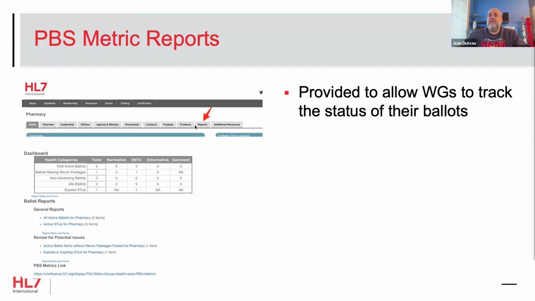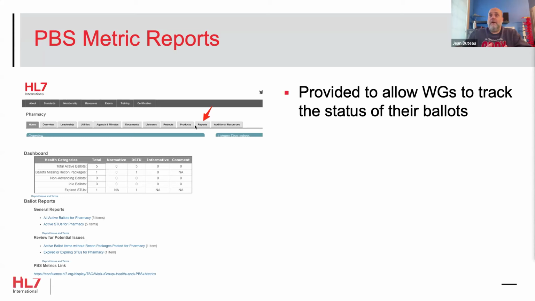Not advancing ballots: you've balloted something and then it just isn't published. So what's going on? You've resolved all your comments, but it hasn't moved forward, hasn't been published. I mean, the whole point of balloting is so that you can publish something. So again, things like that.